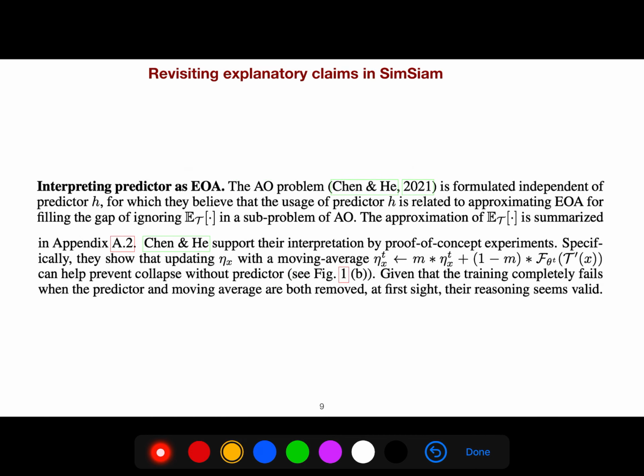Specifically, with the loss considered like this, the optimization can be solved by alternating between two different minimization problems. And this problem is formulated independent of the predictor, for which they believe that the usage of the predictor is related to approximating the expectation over augmentations, filling the gap of ignoring expectation in a sub-problem.